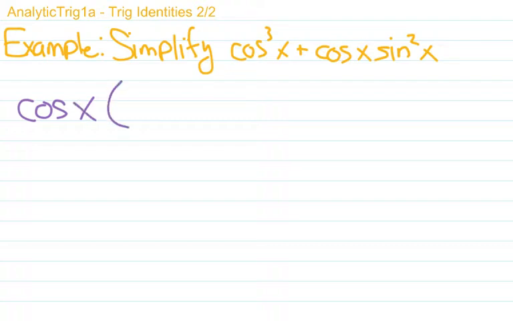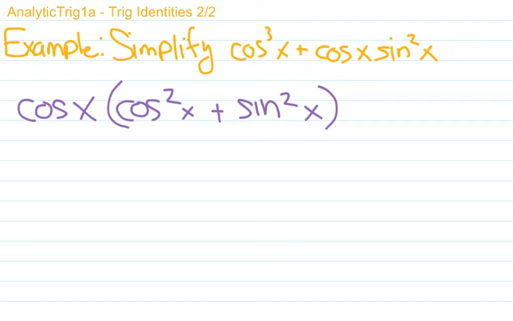And when we do that, we're factoring out a cosine x out of cosine cubed, so we end up with cosine squared x. And we factor out the cosine x that's hanging out with sine squared, so we're just left with sine squared x. So factoring, whether it's greatest common factor in this case, or factoring in binomials, or the difference of 2 squares, those are things that show up in various ways.